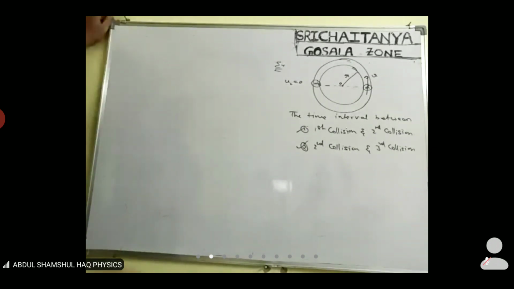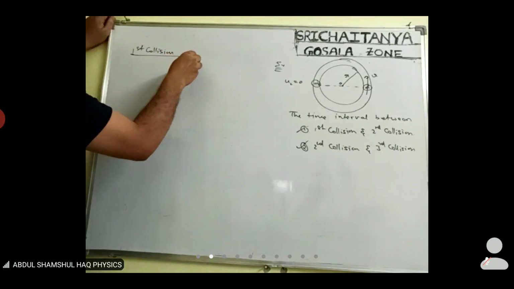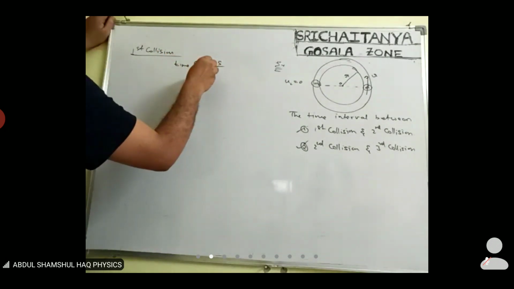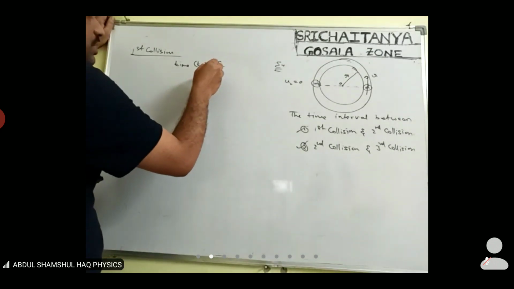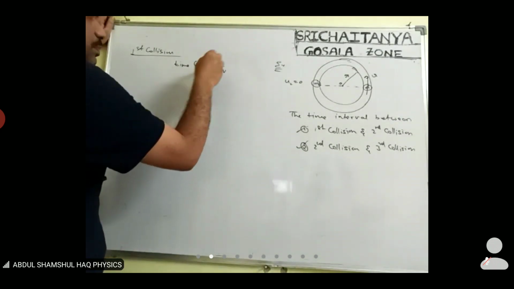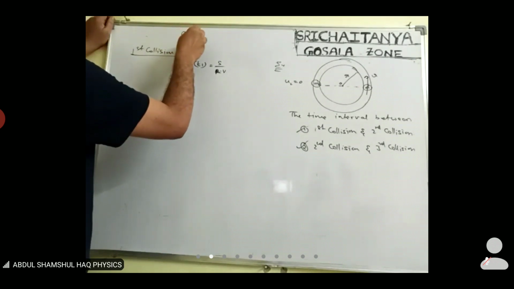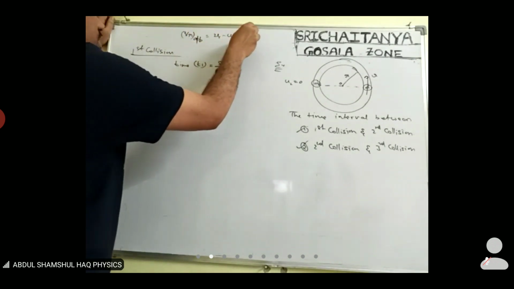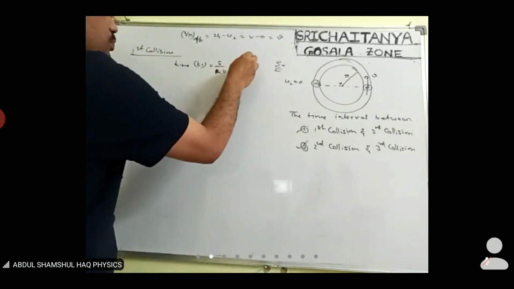Half the circumference. So for the first collision to take place, time t1 is equal to distance divided by the relative velocity of approach. Students, relative velocity of approach is u1 minus u. As u1 is v and u is 0, this would be v here. So therefore, s is equal to pi r divided by v.